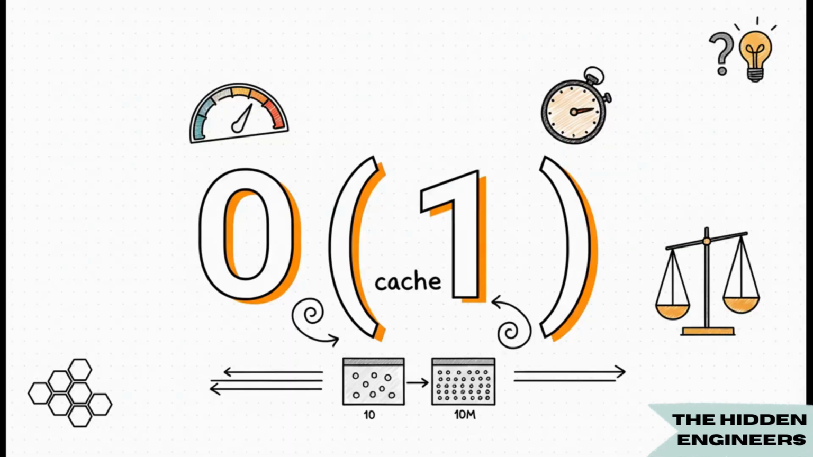The real challenge, though, isn't what it does, but how fast it has to do it. And when I say fast, I mean instantly. We need what's called constant time performance, that's O(1), for both getting an item and for adding a new one. This means the operations have to take the exact same amount of time whether the cache has 10 items or 10 million. I mean, how is that even possible?